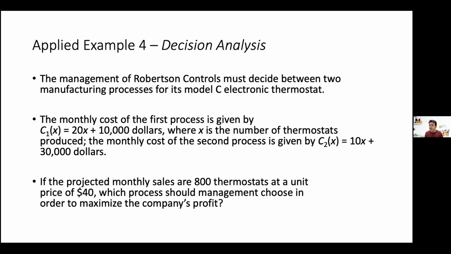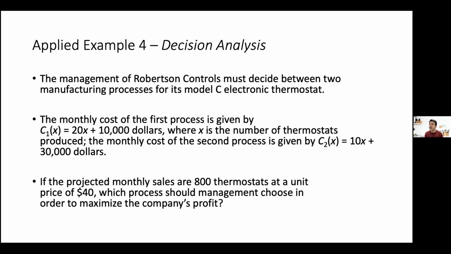And the question says, if the projected monthly sales are 800 thermostats, which means they will produce 800 units, and if the selling price is $40. So those are the information we need, right? Selling price is 40, and we know that they're going to produce that number. Which process should be chosen in order to maximize the company's profit?